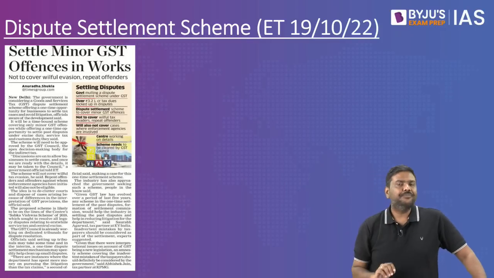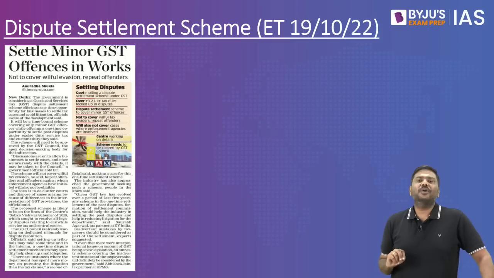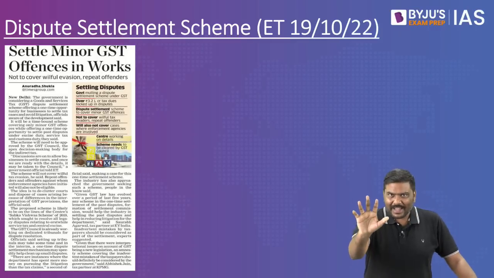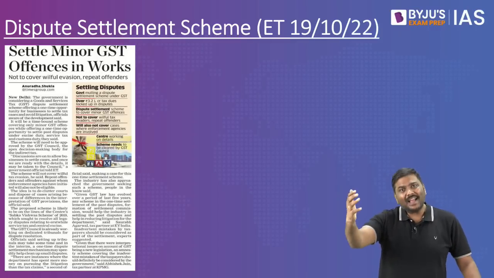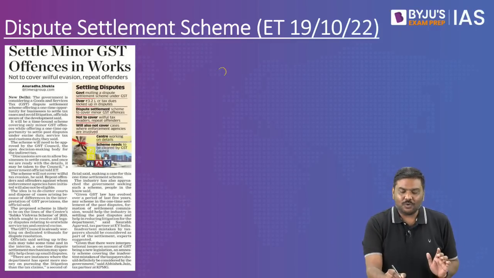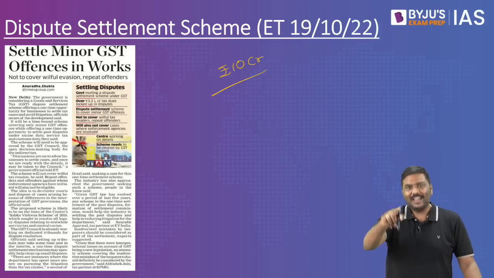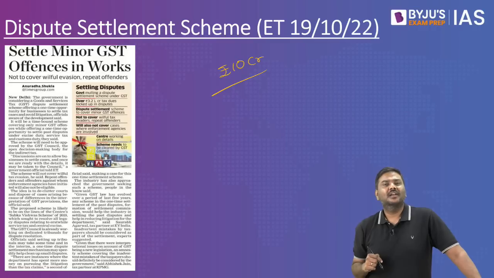That's the first point. The second very important point here. Imagine you are the tax official. Your tax demand is, let's say, 10 crore rupees. That is, you have demanded a particular company to pay an additional 10 crore rupees tax.